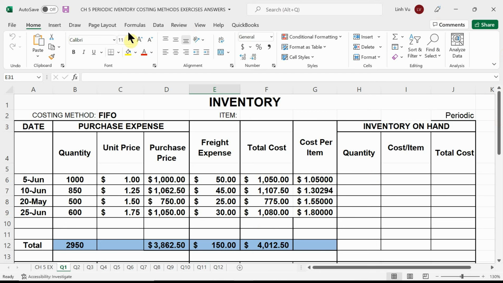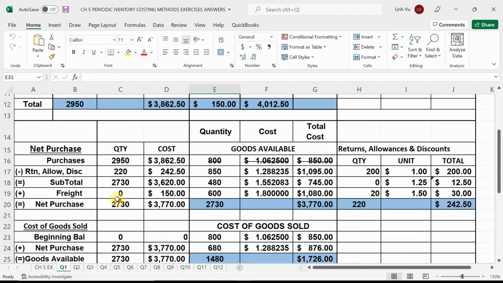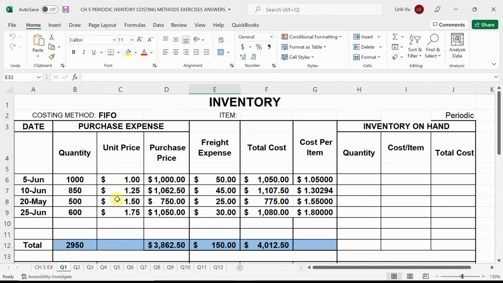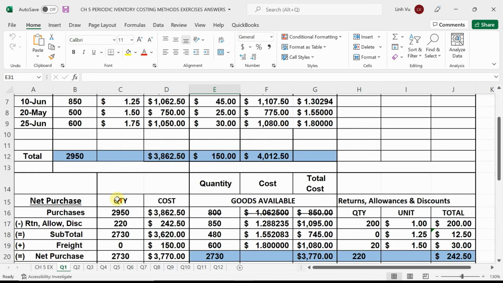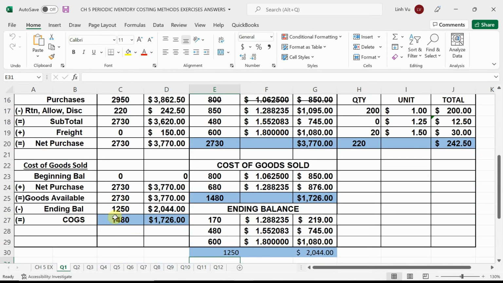Okay, so we're going to be continuing on with our Chapter 5 review. This is what we finished, right? We finished the first question of the exercise here. We did our FIFO. This is what we ended up with. This is what we are looking at.